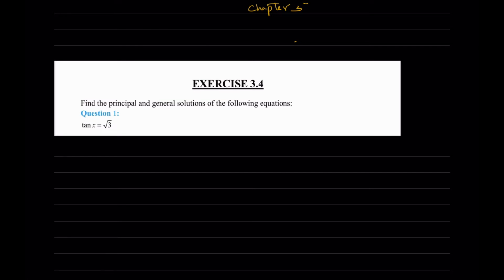Find the principal and general solutions of the following equations. So question 1, tan x is equal to root 3. We have the solution part. How do we do it? We'll just see. So, solution of this: here we are having tan x is equal to root 3.